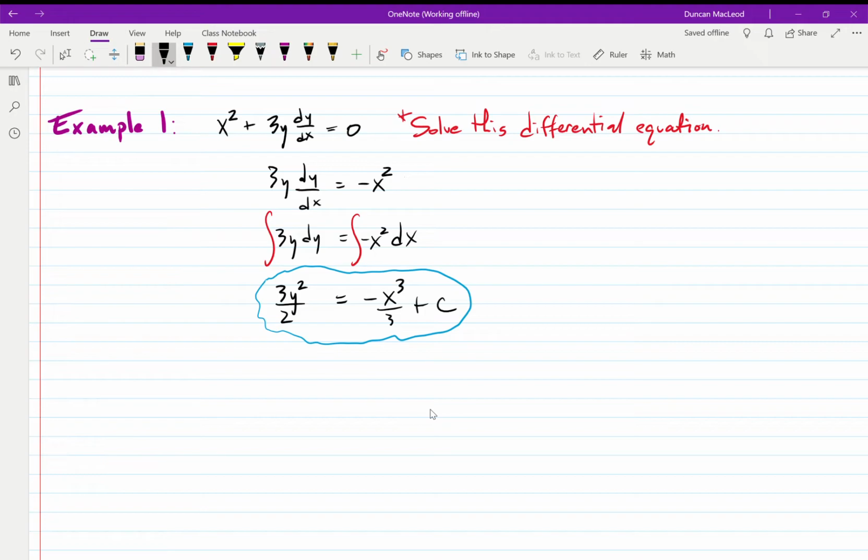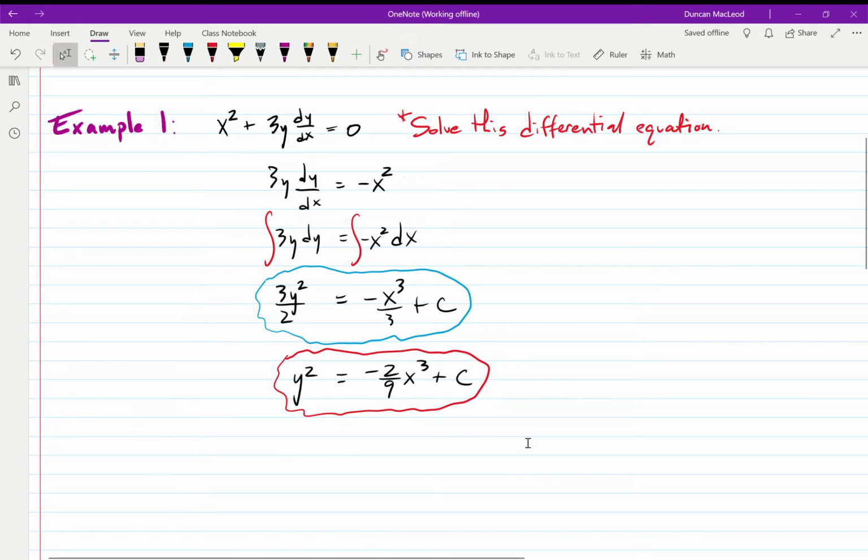If the 3/2 bothered you, you could multiply both sides by 2/3, and you could write it as y squared equals, what would we get? We would get negative 2/9 x cubed plus c. And it would still be just a regular c, because if I multiply c by 2/3, then 2/3 c just turns into c. So this would be another acceptable general solution. And honestly, they're both correct, so it's not like one is more right than the other. But that's kind of basic separation of variables.